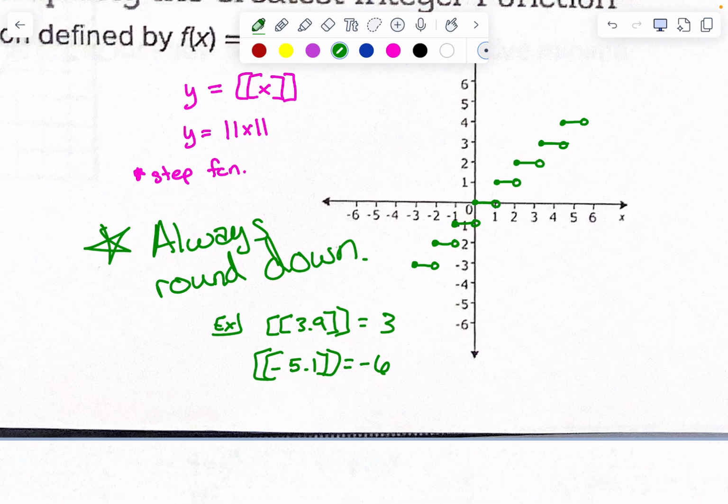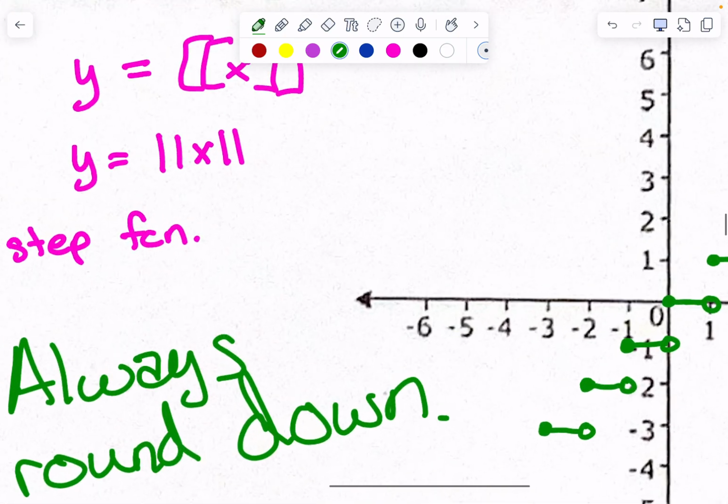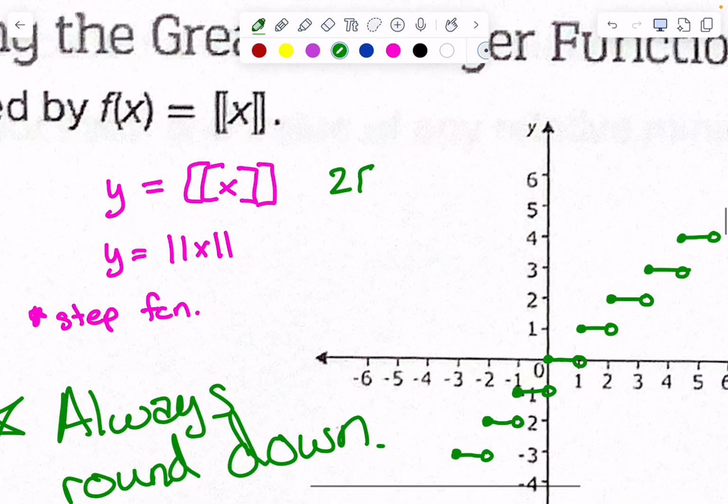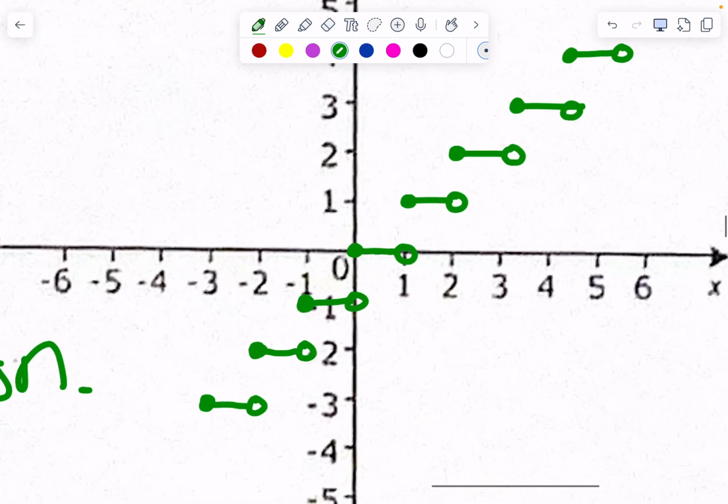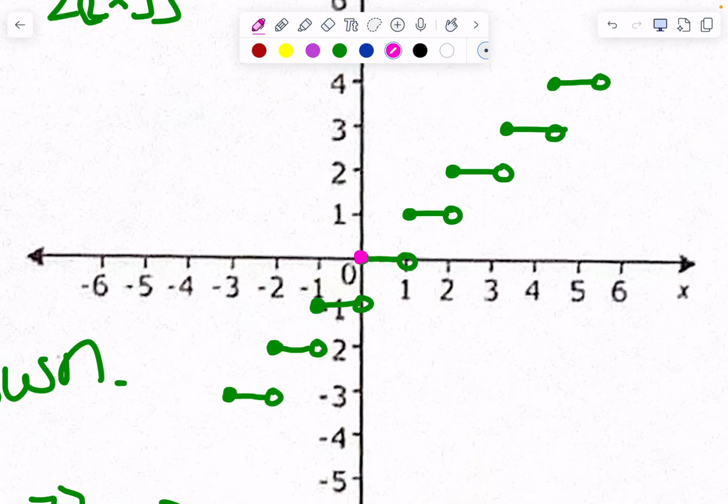Okay, greatest integer. We don't do a lot with the greatest integer function. It doesn't appear very often, but I need to introduce it to you because sometimes you will see it. Now, let's say they do 2 greatest integer x. That's going to vertically stretch it by 2. So this one will still be here, but the next one will be at 2, then the next one at 4. Does that make sense? So it'll be 2 tall.